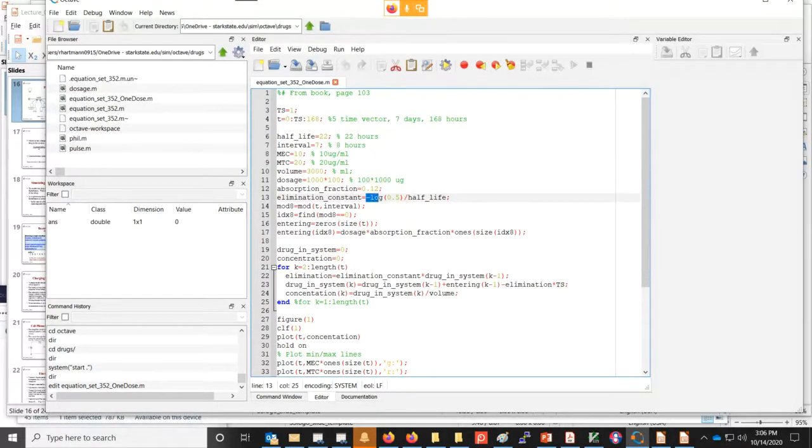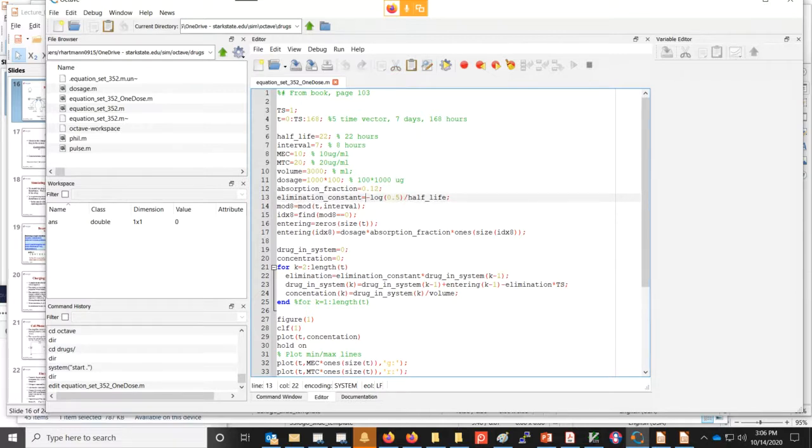Then we have the elimination constant, which is the value for the amount that is going to be removed. Again, that's given in the problem. We're given the half-life, which is 22 hours. And the log of 1/2 comes in there with the half-life.